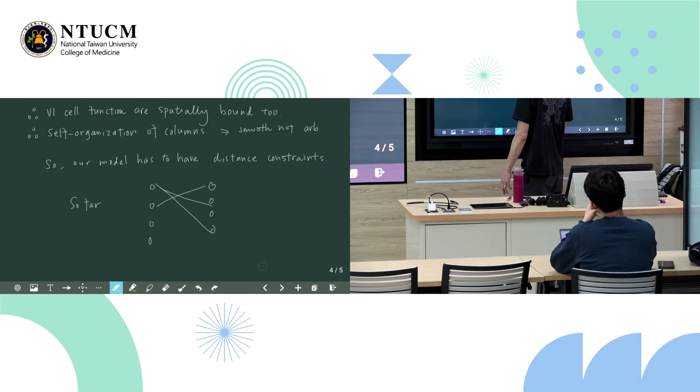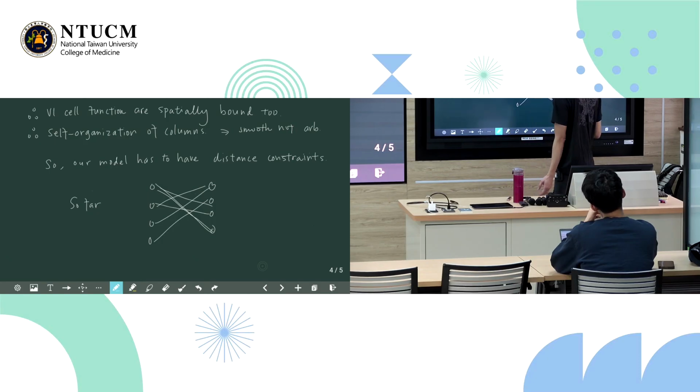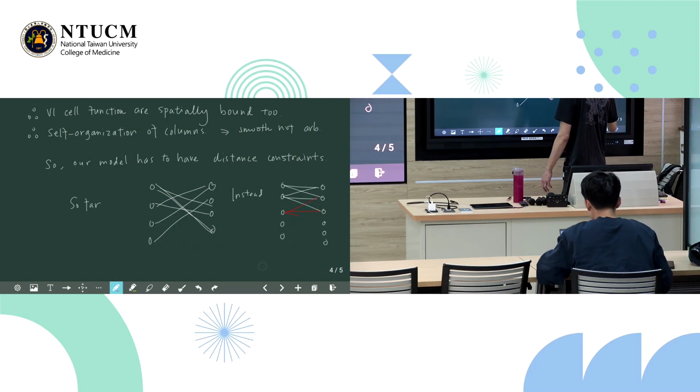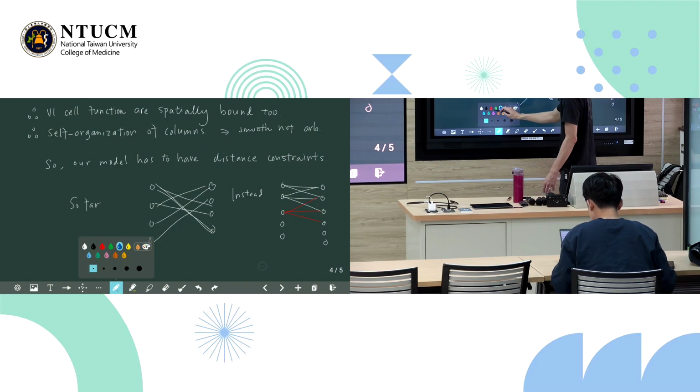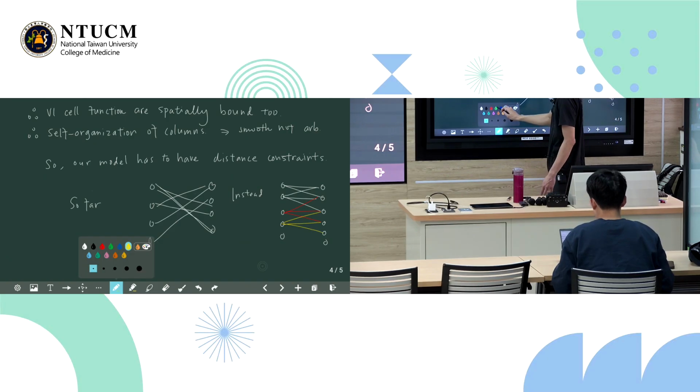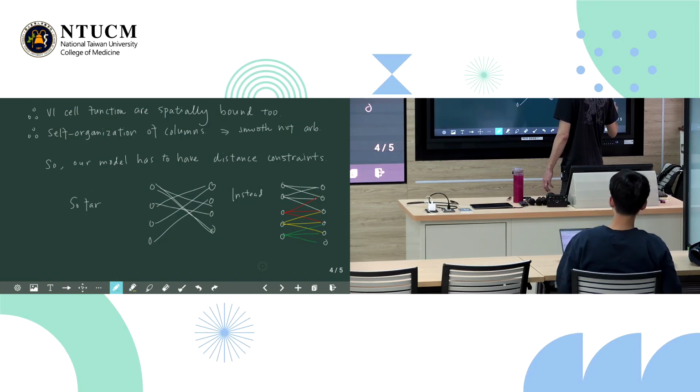Everything is connected to everything, okay? What we need instead is going to be something like this: this one will connect here, this one will connect here, this one will connect here, okay? You see? Different.